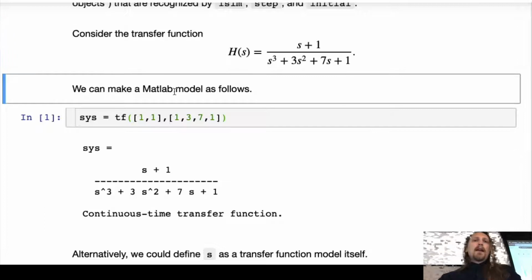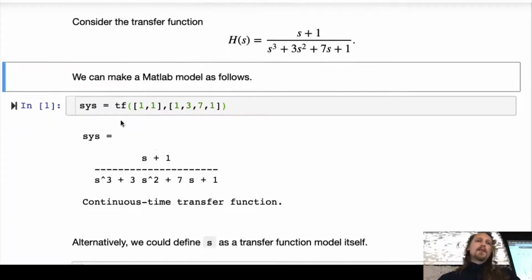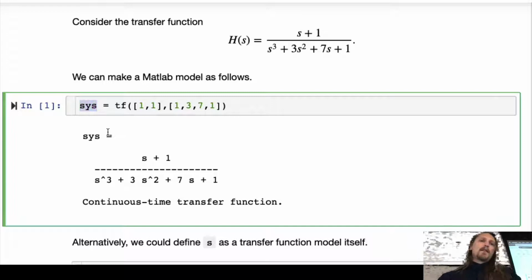So we can make a Matlab TF model as follows. We'll assign this object a name, sys. We call the TF function, and the arguments are the numerator first. So it's the numerator coefficients in descending order: 1s plus 1, and then in the denominator we need the coefficients as well: 1s cubed plus 3s squared plus 7s plus 1.